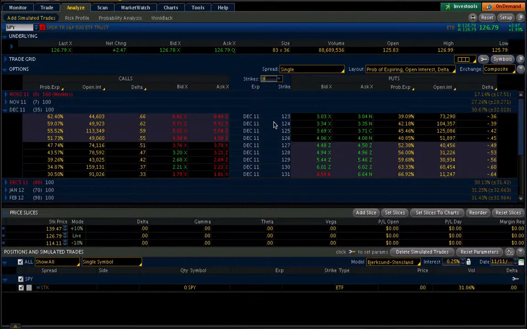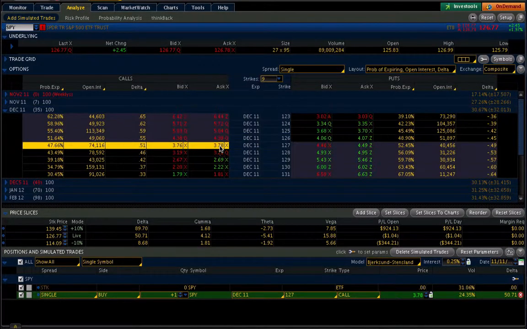So on the left side you have calls. A call gives the right to buy. The stock needs to go up in order to profit. So let's say you think the SPY is going to go up, and right now it's trading at 126.78. You can go over here and click on the 127 strike, and that is just one contract. That is buying a call. So that stock needs to go up in value for you to profit.